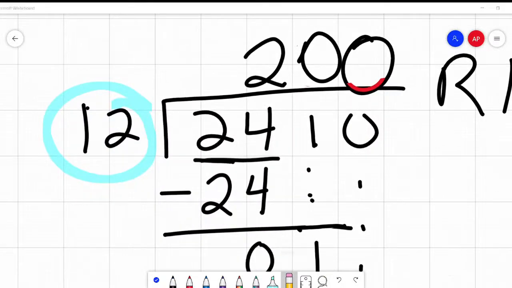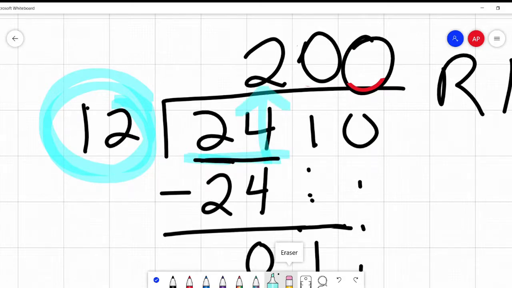At this very first stage, when I'm saying, does this whole number 12 go into 2? No. Does it go into 24? Yes. Then I write that number directly above the last place of the number I'm going into, because I'm going into 24 at that point. So I write the 2 directly above that last place. That's so important, rather than writing it wherever I want, like over here.